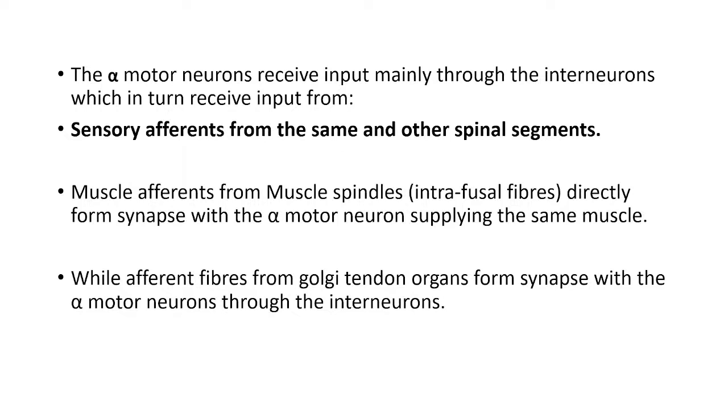So these are the different inputs which the alpha motor neurons receive. It is not simply the input from the muscle spindle from the same muscle. It is not simply the input from the Golgi tendon organ from the same muscle. But apart from that, there are many afferent inputs coming to the alpha motor neuron, either from the same segment of the spinal cord or from the higher centers. Higher centers से जो command आएगी वो directly alpha motor neuron पे जाएगी.